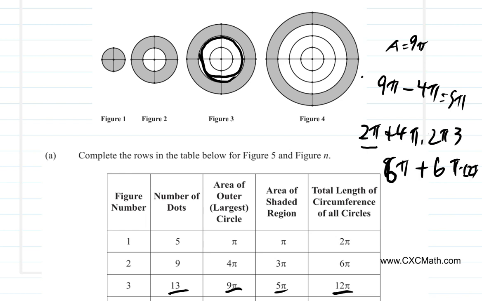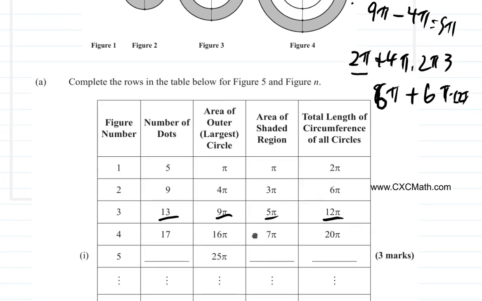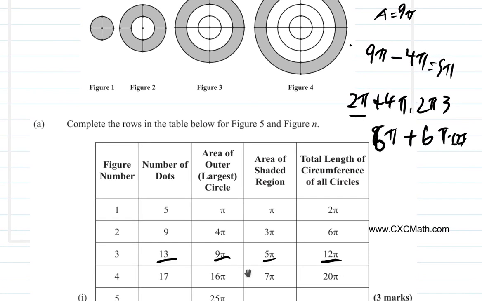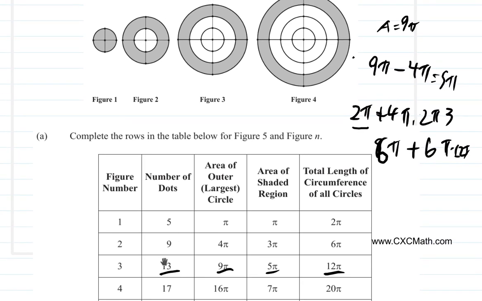Alright, let's see how they get this now. So you see what's happening, how they get these values. Now you have 4 more, making 17. Area: 1, 2, 3, 4. The 16 here is pi times 4 squared, which is 16 pi. Okay, good.